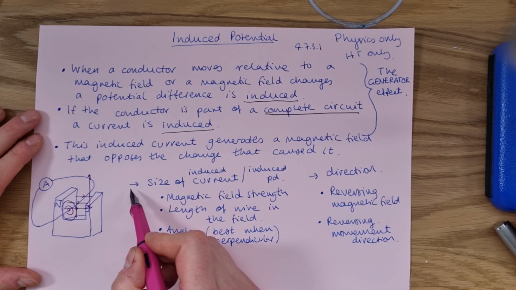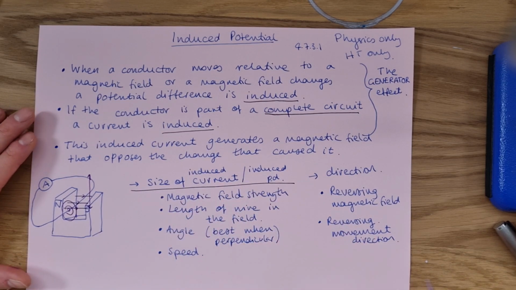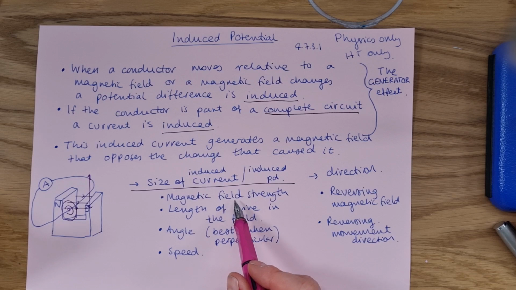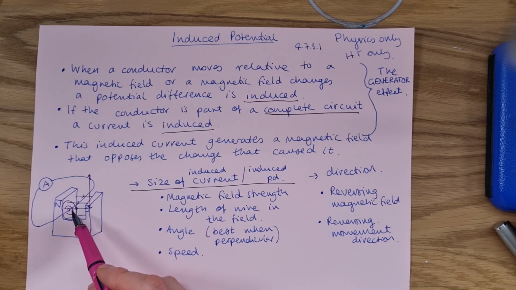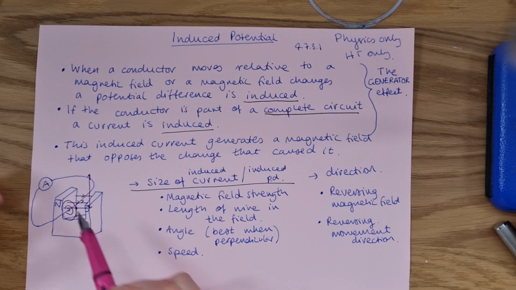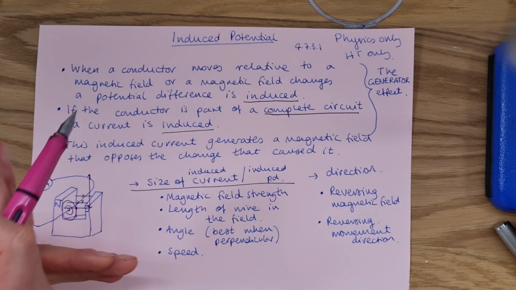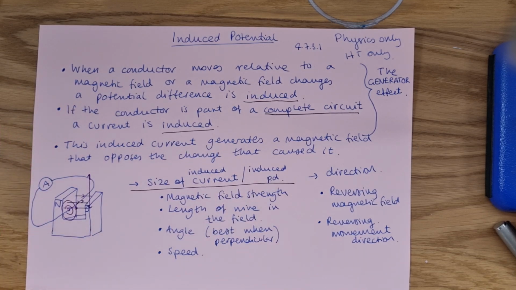Now, the size of the induced current and the induced PD depends on the magnetic field strength. Stronger magnetic field, a greater induced current and induced potential difference. The length of the wire in the field, so quite often what we do is we coil it around to get a lot of the wire in the field. The angle, it's best when it's perpendicular, so when the field lines are perpendicular to the wire, that's when the largest current and potential difference is induced. And the faster you go. It's all about cutting through these field lines. The more you cut, the better.